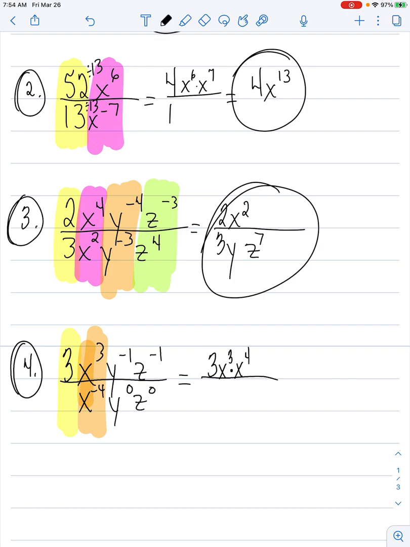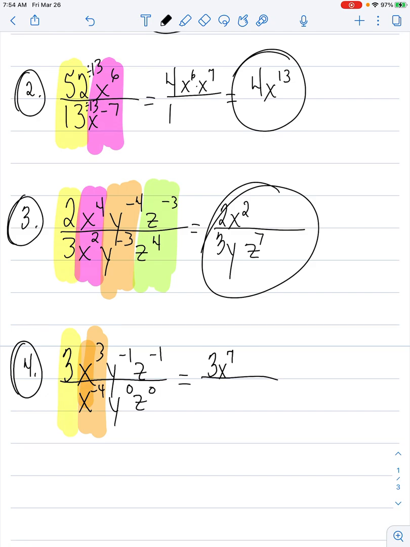Well, let's finish simplifying these. If I have 3 and 4, that's the product rule. I keep the base, add the exponents. So what is 3 plus 4? 7. So my x is to the 7th power.